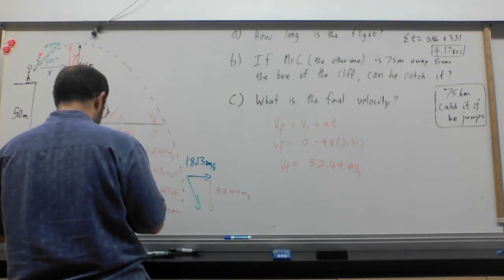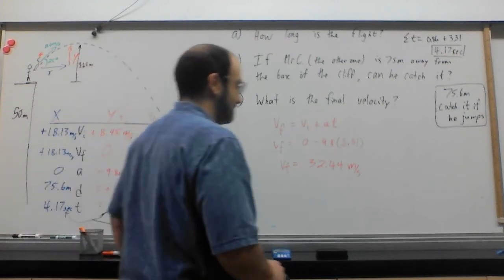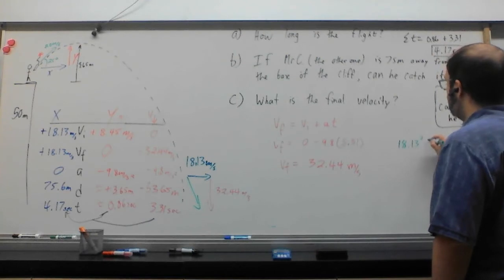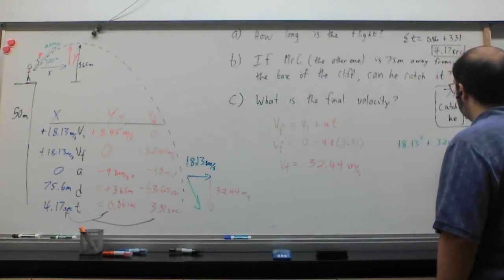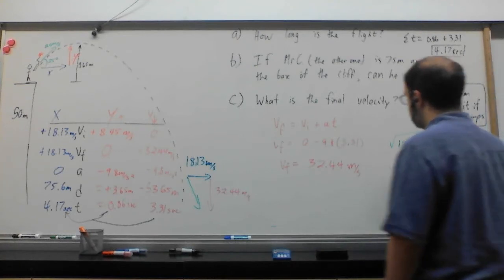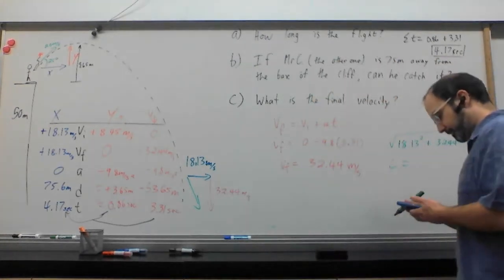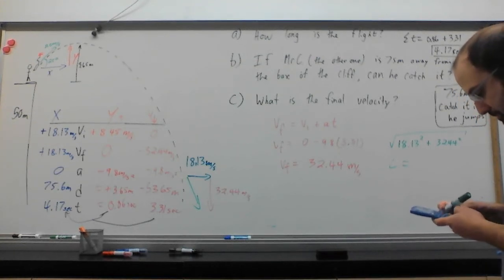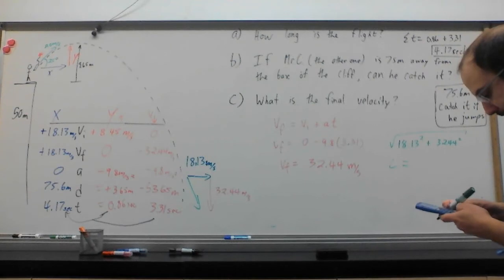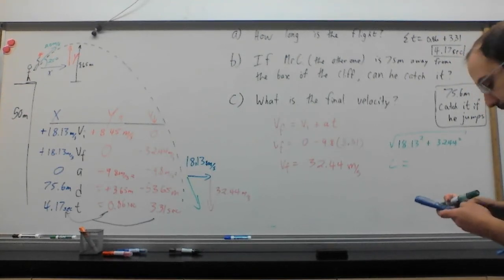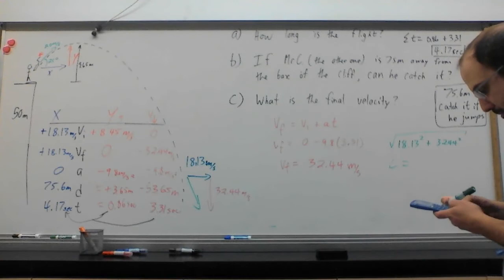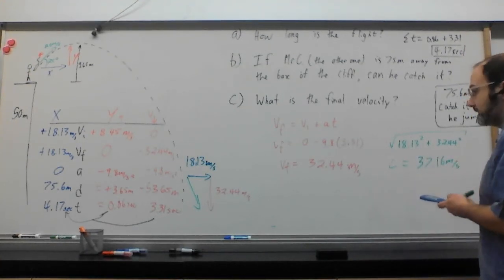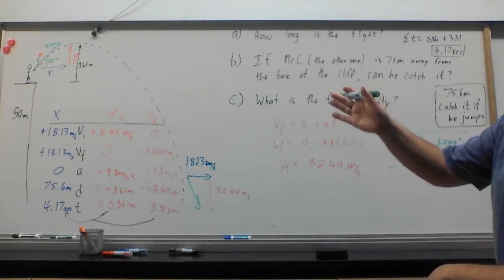Down, of course, negative. Now I just have to solve my Pythagoras. So I've got 18.13 squared plus 32.44 squared, all square root, and that's going to give me my final resultant. So let's go for it. 18.13 squared plus 32.44 squared equals. This is going to give us 37.16 meters per second. That is clearly different than the 20 meters per second that we started with.